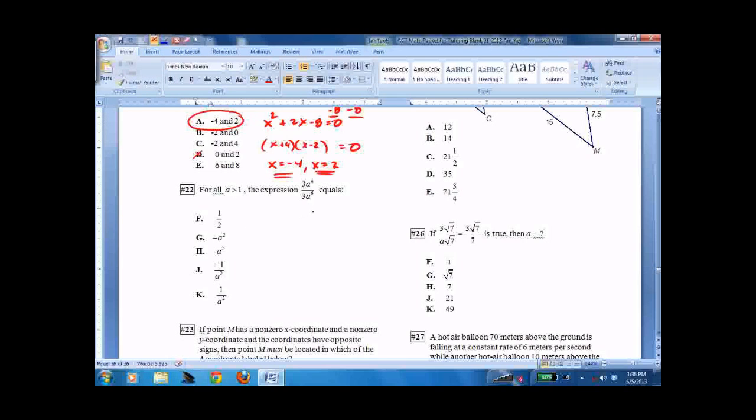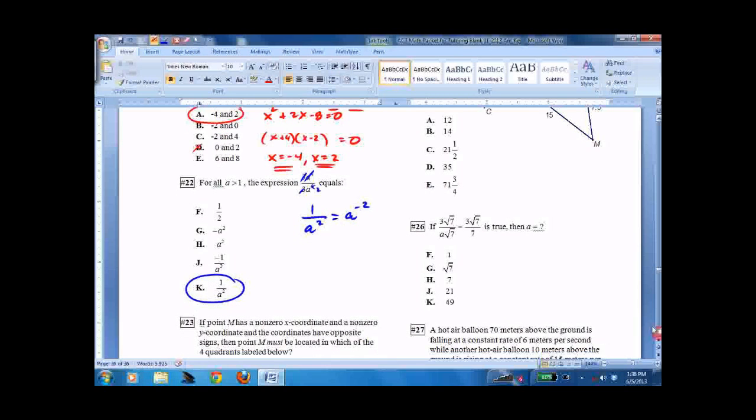For all a greater than 1, the expression 3a to the 4th over 3a to the 6th equals, well, the 3's cancel. A to the 4th cancels down to 2, so we end up with 1 over a squared. They might write it as a to the -2. Let's see. Nope. I left it as 1 over a squared.